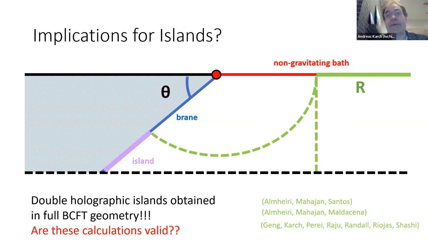What about islands? I'm not going to explain how to do islands with RS branes. This is my one short picture. If you want more details on this, ask Subrat.